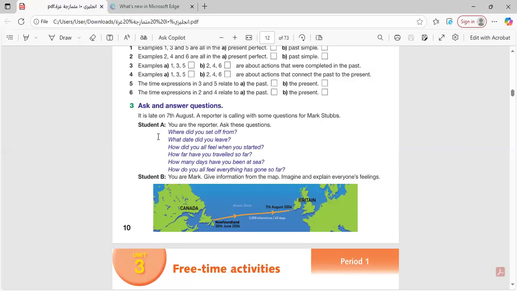How do you all feel about how everything has gone so far? At the end, based on the passage, what do you think? What happened to them? They didn't complete the trip. A storm came, they were thrown out in the sea, the ship came and saved them. So what do you think about their feeling? Are they happy, sad, disappointed? What do you think? Maybe they are disappointed, sad because something happened to them. Okay.